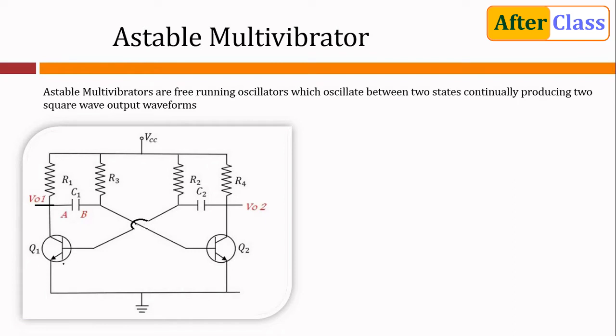Connected in a feedback arrangement with one another. The collector of transistor Q1, so here is the transistor Q1, this is the collector terminal. The collector of transistor Q1 is connected to the base of transistor Q2 via this capacitor C1, and the collector of transistor Q2 is connected to the base of transistor Q1 via this capacitor C2. We can derive the output from both ends, from VC1, that is VO1, or VC2, VO2. Again, they will be out of phase with one another.